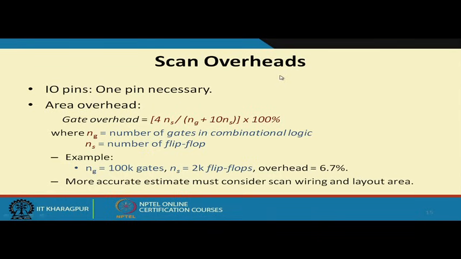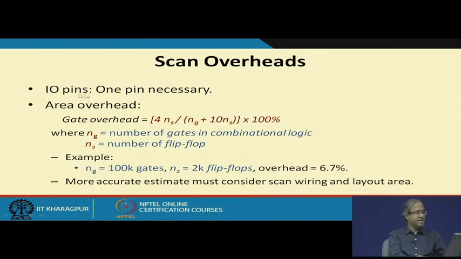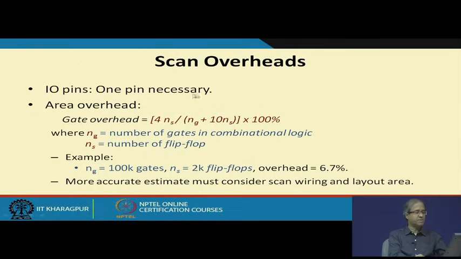Talking about the scan overheads, as I said, at least one additional pin for the test control is necessary. Regarding the scan in and scan out, we can share them with the PI and PO pins, because if you have seen the diagram, we never use scan in and PI together, or PO and scan out together. Only in the test mode I use scan in and scan out, we do not use PI and PO. So we can share those pins, but at least one pin is necessary for TC.